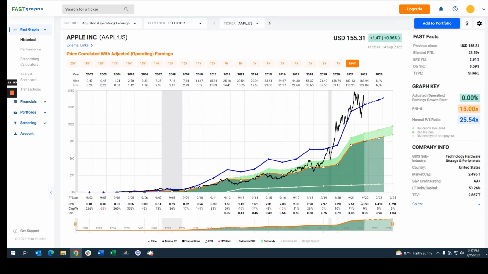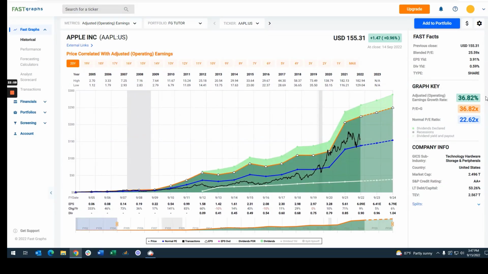And even if I look at the mighty Apple here, if you use this tool correctly, if I use Apple over a 20-year period, the company grew at 36% a year, but the market valued it around 22 times earnings, and actually less than that for a significant part of the time. There was a time you could buy Apple at 10, 12, 13, 14 times earnings. It currently trades at 25 times earnings.